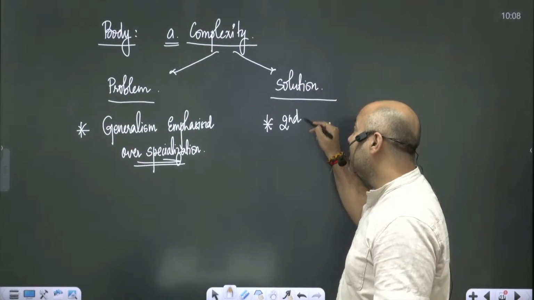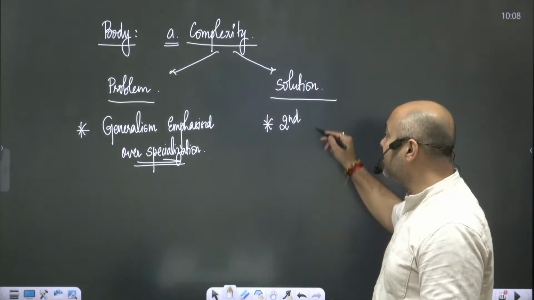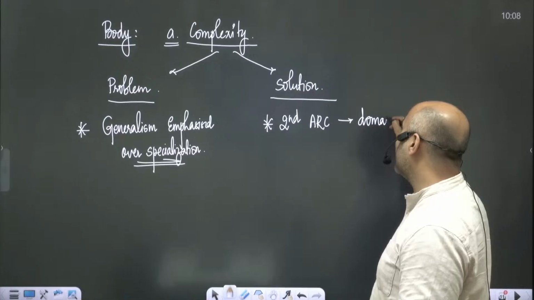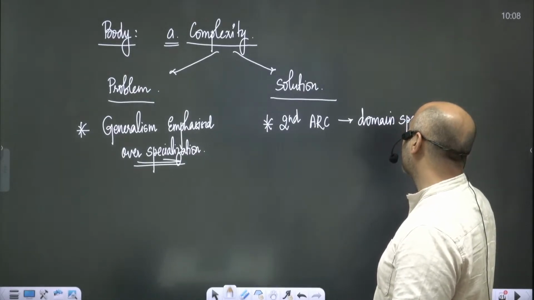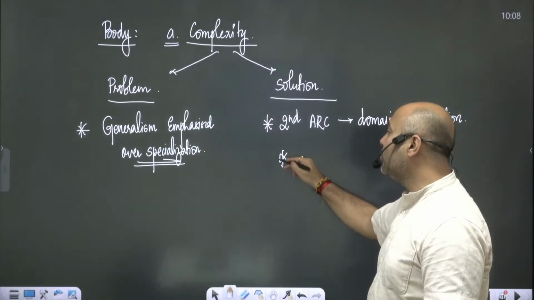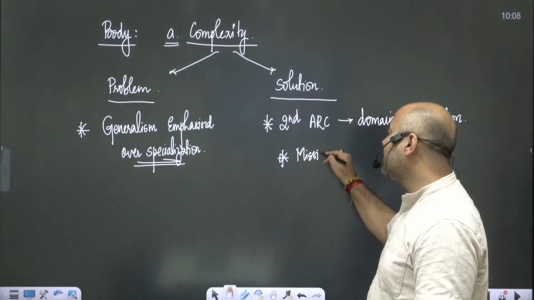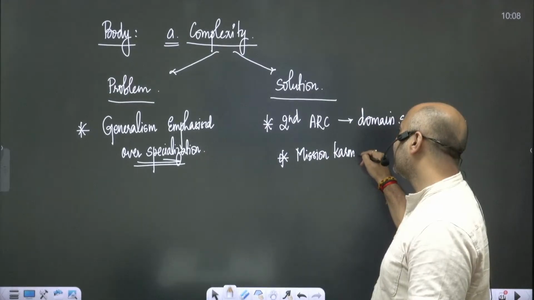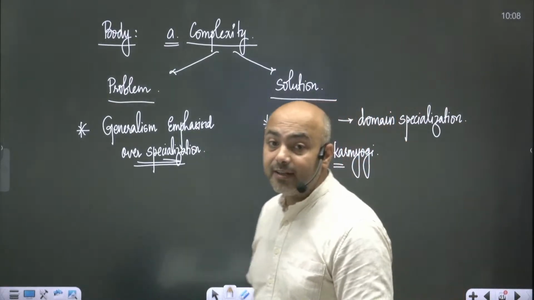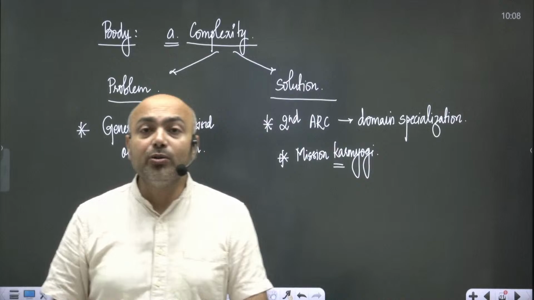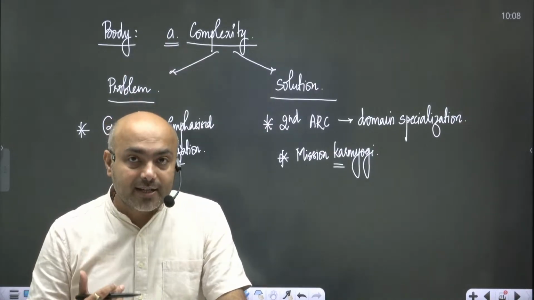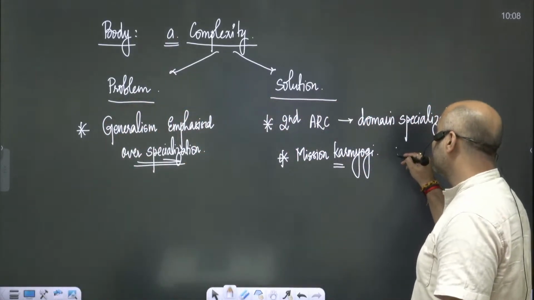You can give the recommendation of the Second Administrative Reforms Commission, and how it advocated for domain specialization. And you can also write about what we have done here. We have introduced Mission Karmayogi, and how this mission aims to bring domain specialization. Okay?